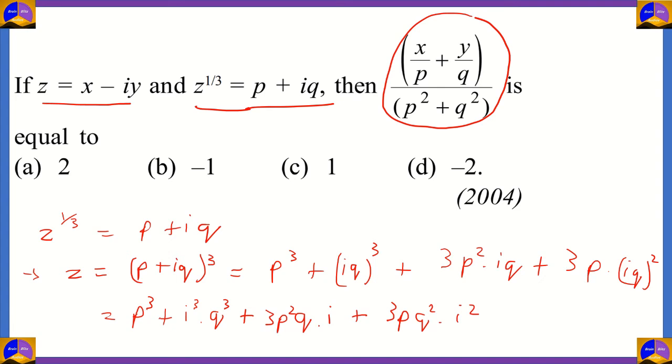So now we will put in the values of i cube and i squared in this equation. So i cube is basically minus i, so it'll be p cube minus iq cube. Then you have 3p squared q i plus, instead of plus it should be minus because i squared equals minus 1, so it'll be minus 3pq squared.